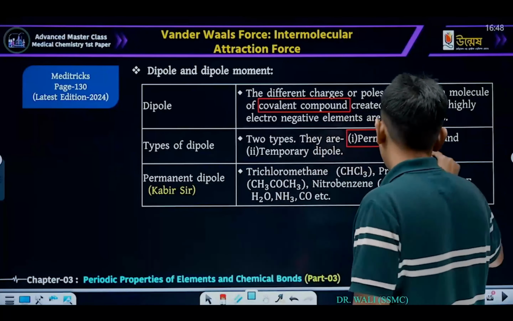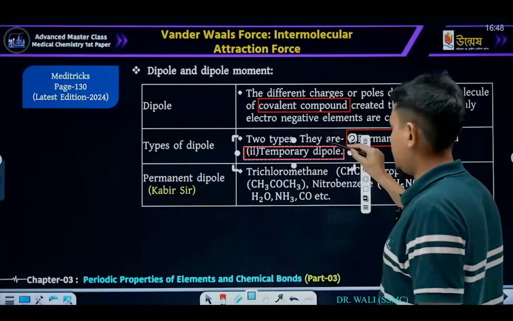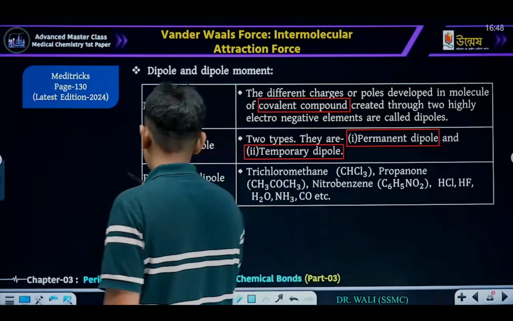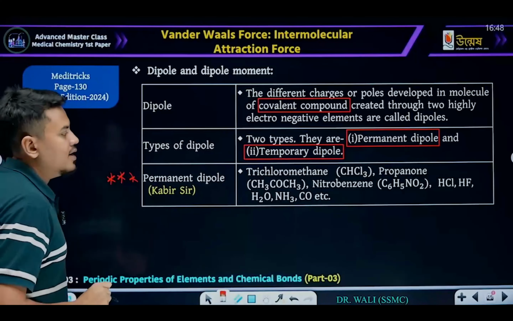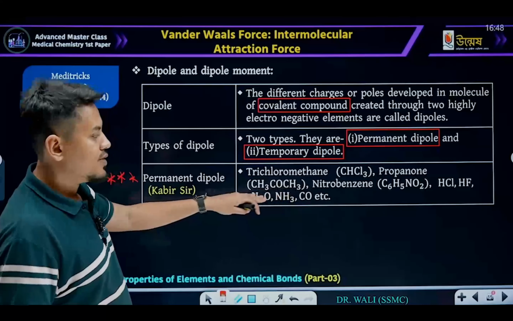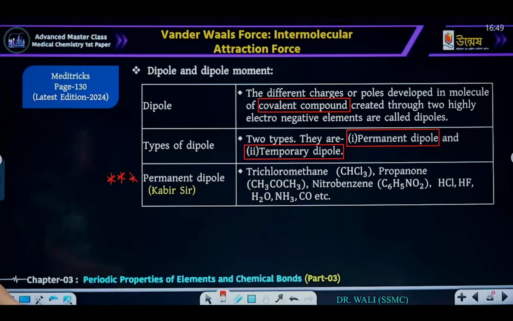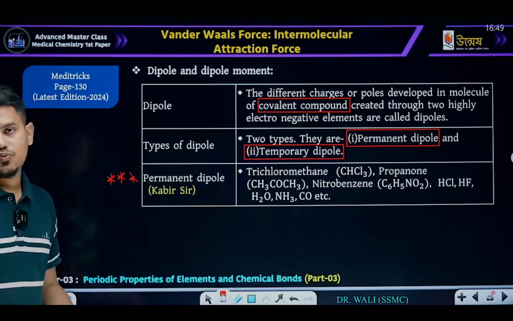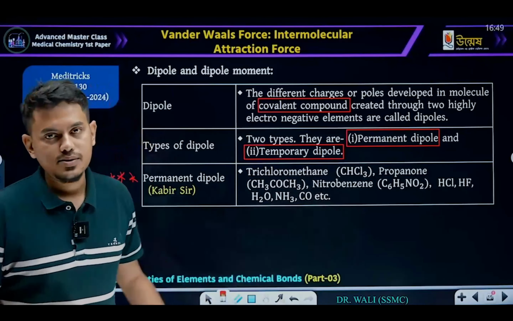Types of dipole. Dipole can be of 2 types, permanent and temporary. There are some permanent dipole examples. We should memorize this. This is important for the medical admission test. What are the permanent dipoles? According to Kovir sir: trichloromethane, propanone, nitrobenzene, hydrochloric acid, hydrogen fluoride, water, ammonia, carbonyl. These are permanent dipoles. We have to memorize this one. This is something we have to memorize without any mnemonic.